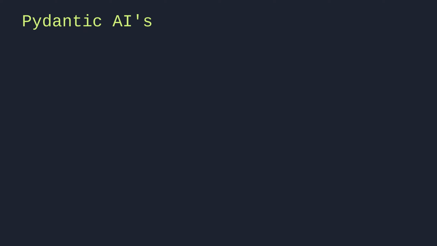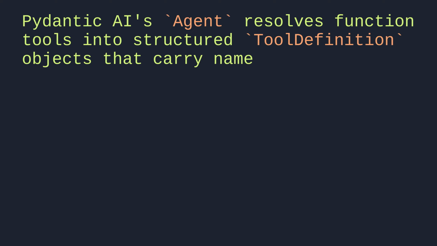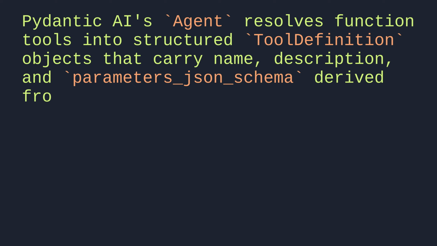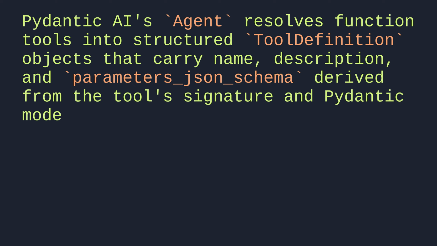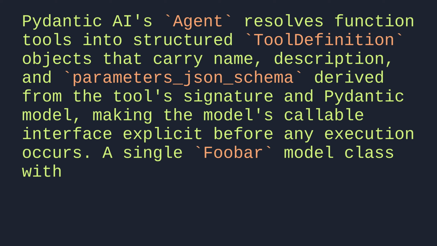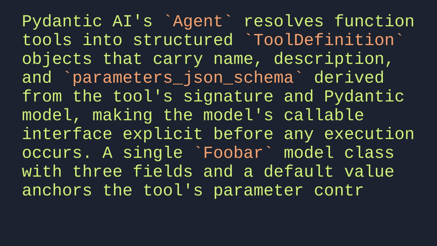Pydantic AI's agent resolves function tools into structured tool definition objects that carry name, description, and parameters JSON schema derived from the tool's signature and Pydantic model, making the model's callable interface explicit before any execution occurs. A single Foobar model class with 3 fields and a default value anchors the tool's parameter contract.